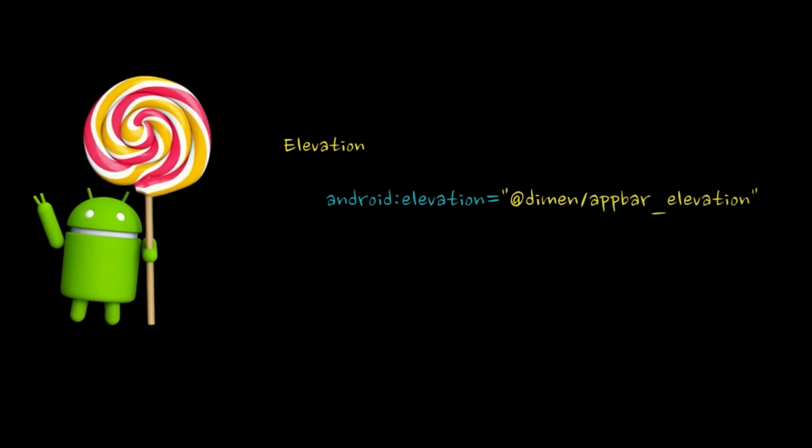Setting the elevation parameter on a view group will cause it to cast a shadow on other views. You have to be a bit careful, as it also changes the way views clip. Higher elevation views will occlude other views, even if they appear first in the layout. The app bar elevation dimension is 4 dp. We can add this to our dimensions or just include the Android design library, which defines this dimension.